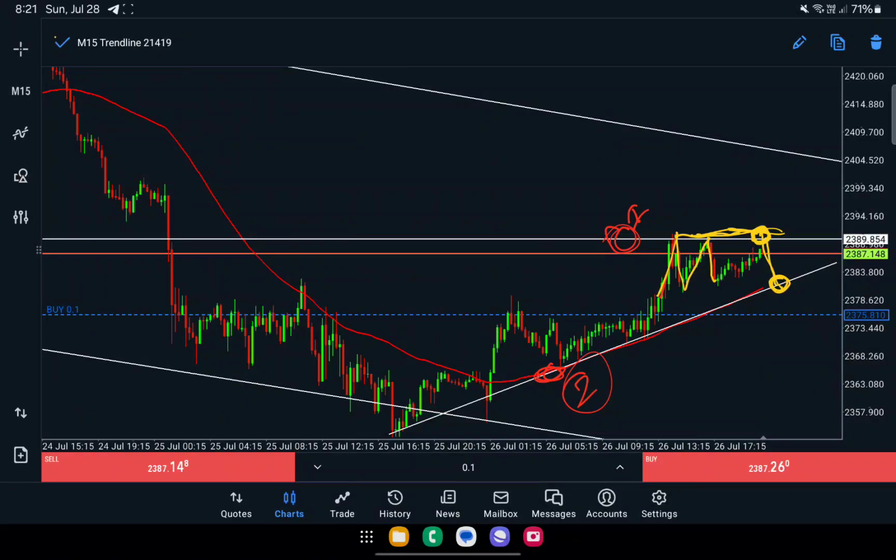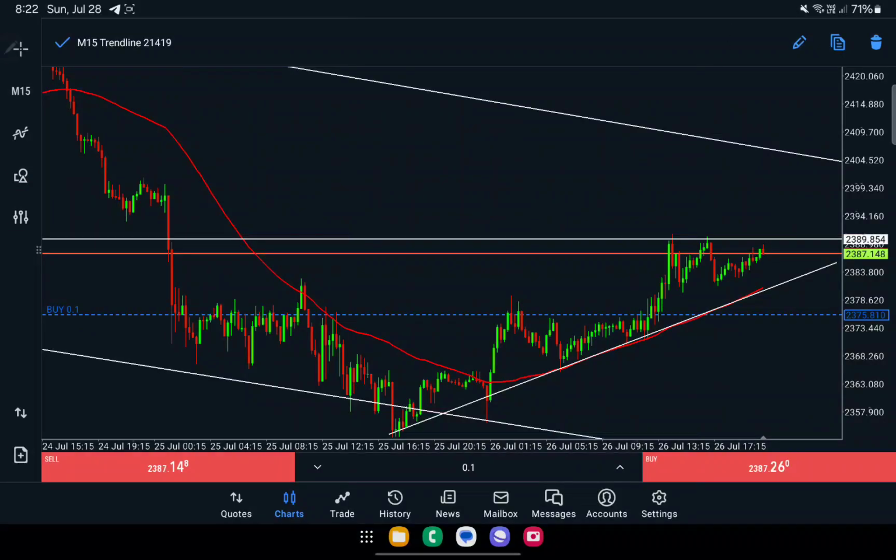Okay, so these two key areas are around 2389 to 2390, and that one is maybe around 2380 to 2382 or 81. Okay, that area is buy and sell for Monday's starting market, and the market will move sideways today for Monday for sure. So you have to keep your eyes on technical analysis, or you have to trade based on technical analysis, because there is no major news on Monday.